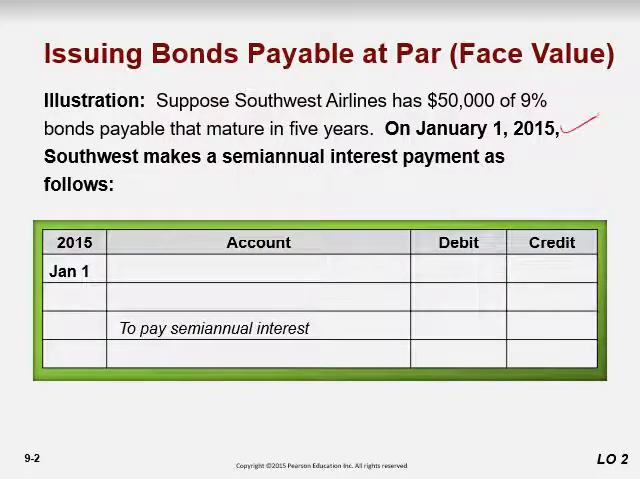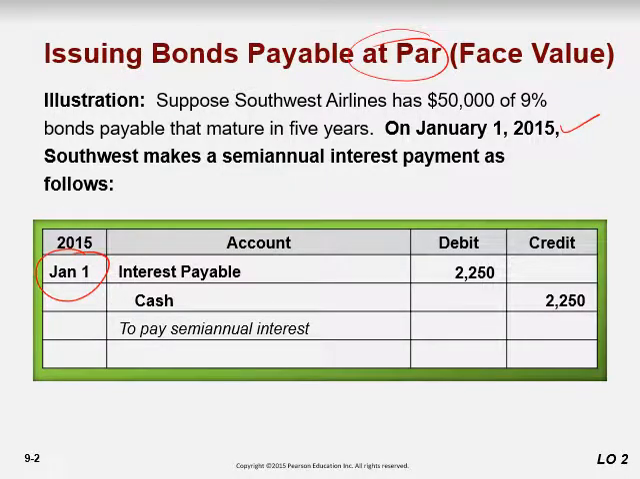So on January 1st when you pay back, the previous entry is reversed, where you have to decrease the liability. So you say interest payable to cash, right? So that is how we treat our bond payable, which is issued at par.